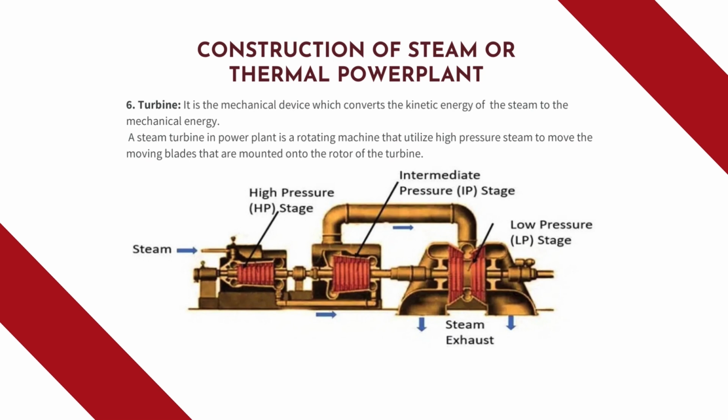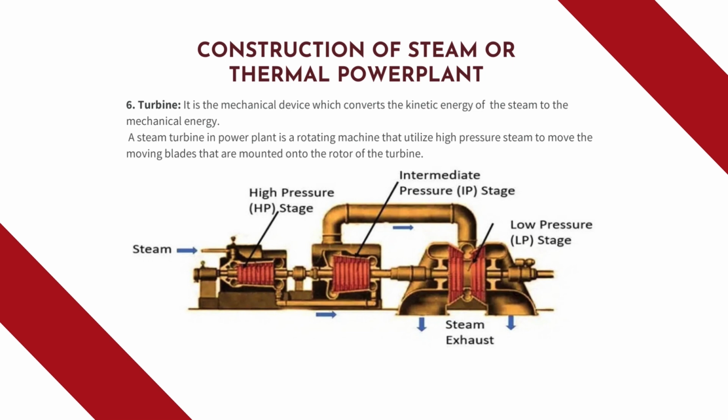The steam turbine in a power plant is a rotating machine that utilizes high pressure steam to move the moving blades that are mounted on the rotor of the turbine. Here in this slide we can see a clear picture of a turbine where steam is entering at the first end and low pressure steam is going to exit from the second end of the turbine.